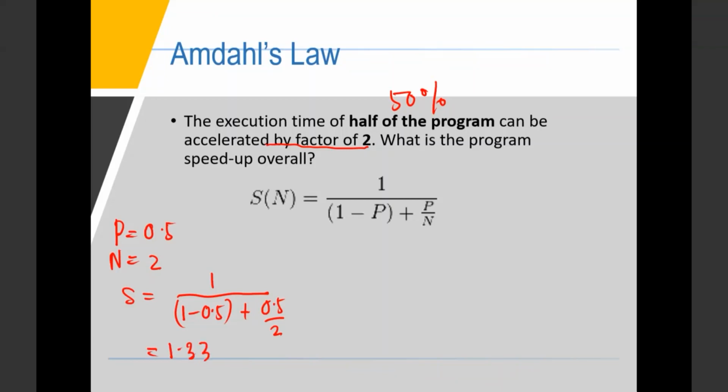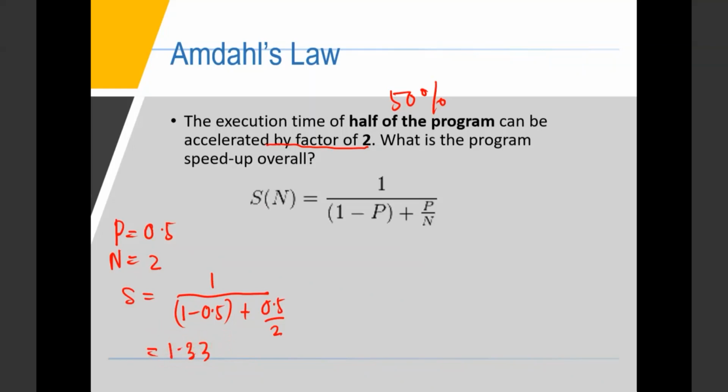If you use a single core versus a dual core, the speed up of your processor is now increased by 1.33 compared to if you use a single core. Okay, that is the meaning of the speed up.